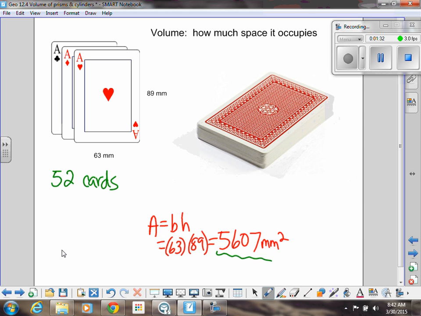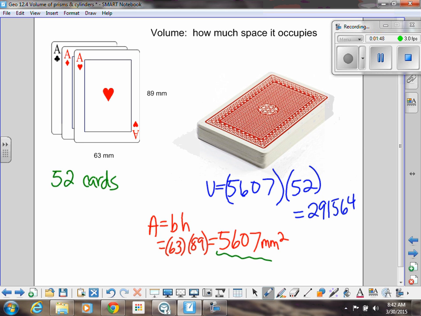So if I wanted to find the volume of this, it would just be 5,607, that's the area of each card, and I would multiply by how many there are. And that's a really big number. It's 291,564 millimeters cubed.